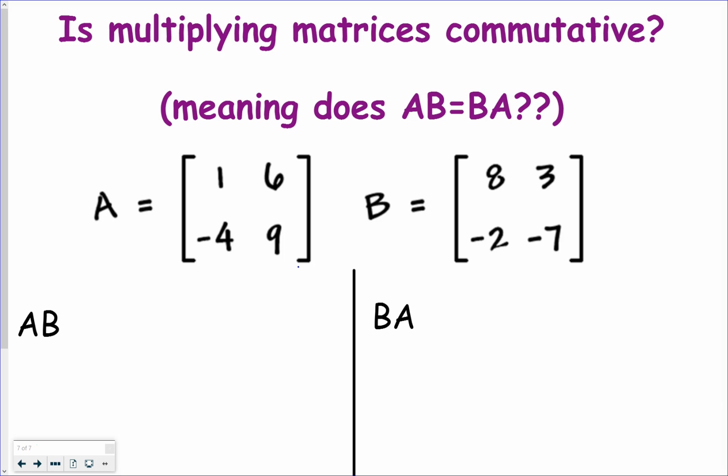So if I can multiply AB and BA, which is possible if we have square matrices, the order doesn't matter for the dimensions because they're the same rows and columns no matter what. If I do it each way, will I get the same answer? Because in real life, 2 times 6, 6 times 2, same thing, right? So we're going to see if our matrix is going to follow the same rule.